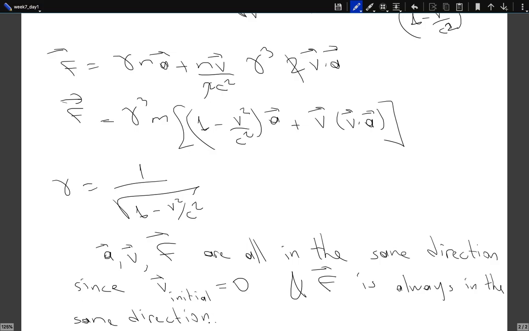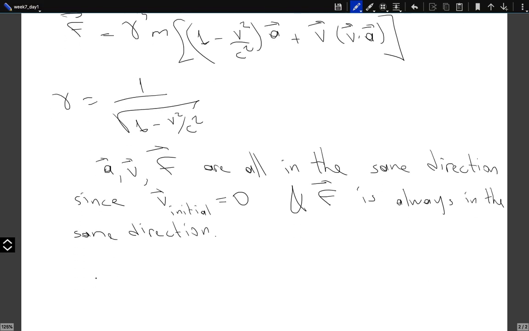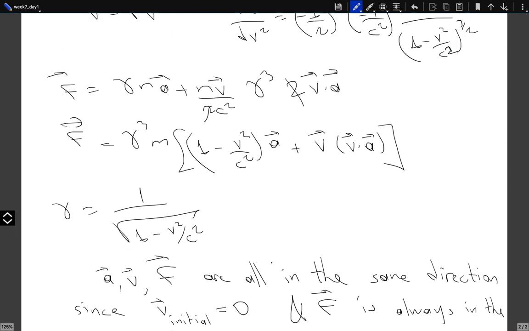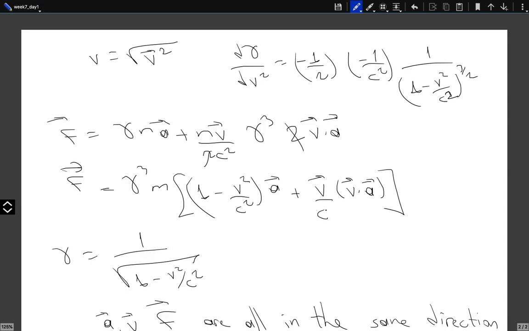They are always pointing in the same direction. Now, why will it be important? Because it tells me that v times v dot a is in fact a times v squared. Sorry, here I forgot 1 over c squared.